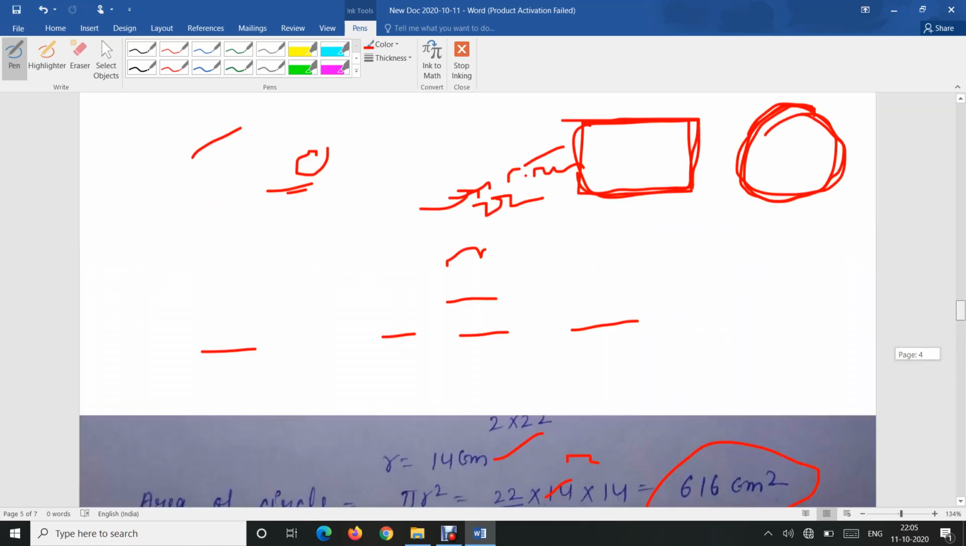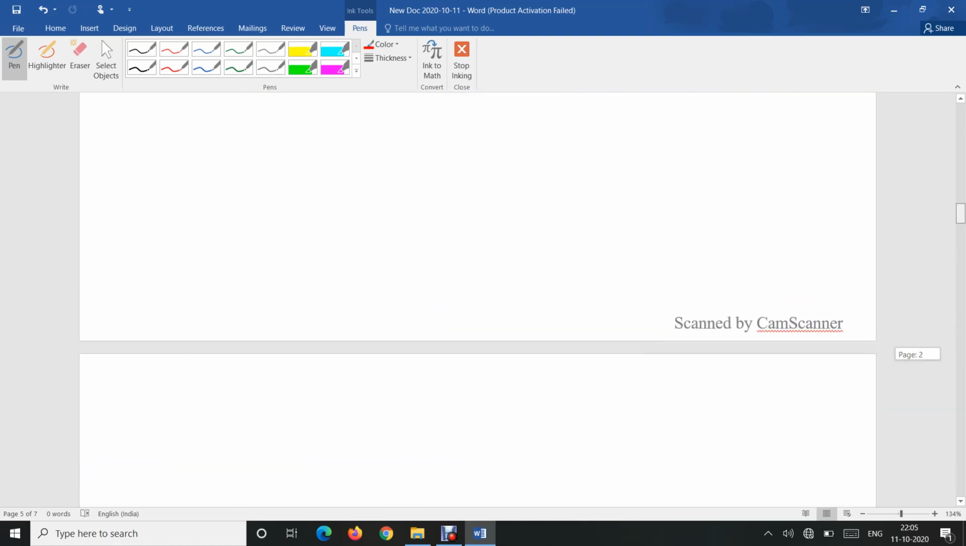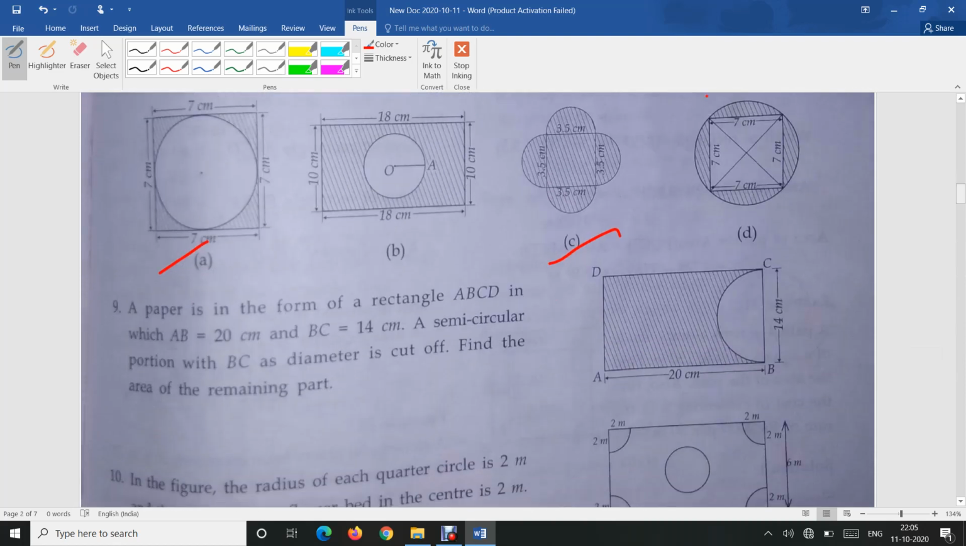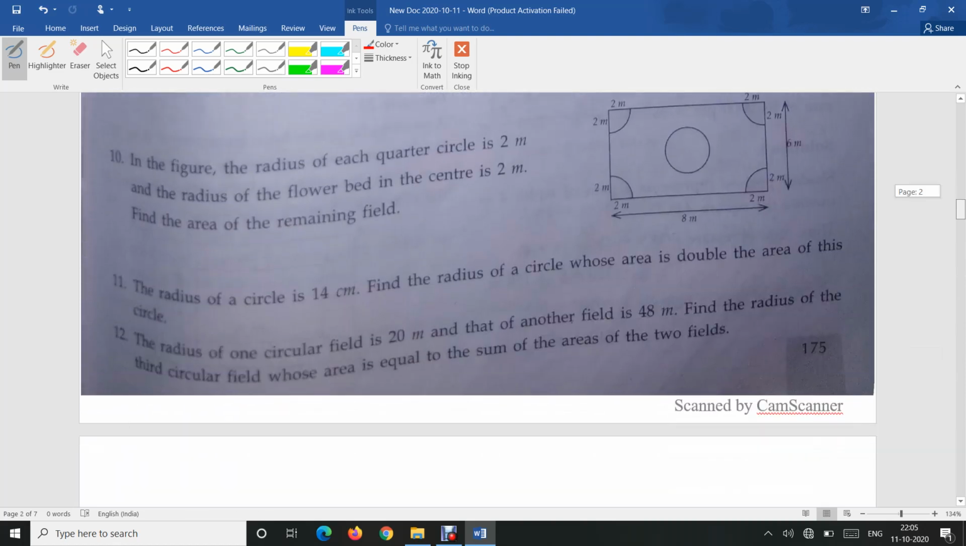Now let's see the next question, which is question number 8. Question number 8, question number 9, question number 10 and question number 12, we will do these questions in the next class. This time you just look at only question number 11.